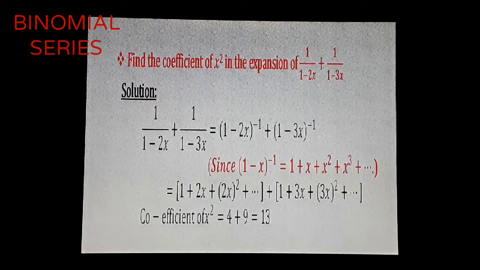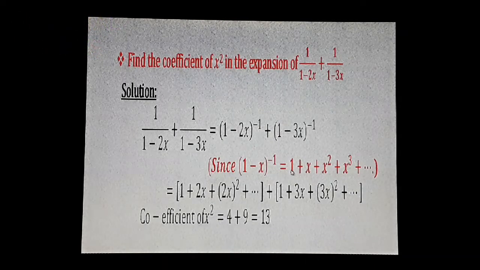Next question: find the coefficient of x square in the expansion of 1/(1 minus 2x) plus 1/(1 minus 3x). Here you take the term as it is, 1/(1 minus 2x) plus 1/(1 minus 3x), which is equal to (1 minus 2x) the whole power minus 1. We are taking this term to the numerator, similarly this term also. Next we are comparing these with the standard expansion (1 minus x) the whole power minus 1.